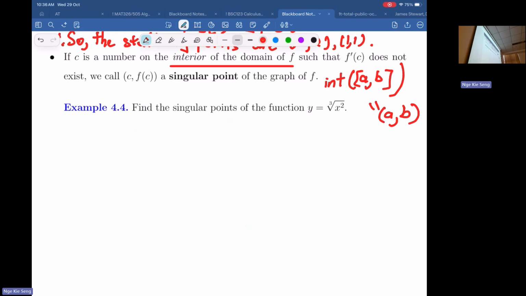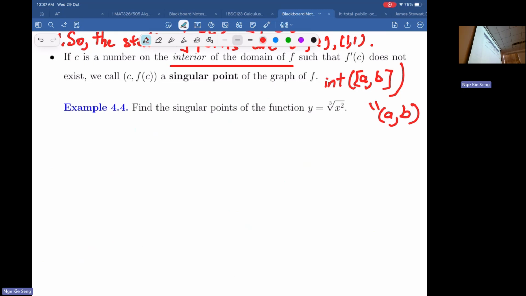This singular point is worse than the stationary point. The singular point here means f'(c) doesn't exist. What does it mean by f'(c) doesn't exist? The derivative doesn't exist, so the limit of the secant slopes around c doesn't exist.